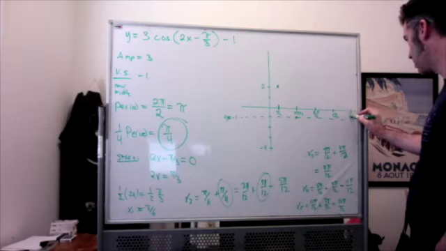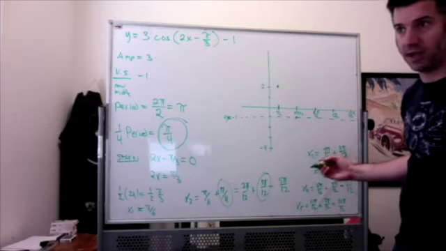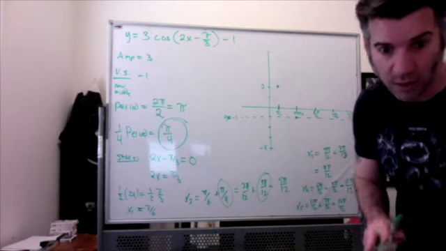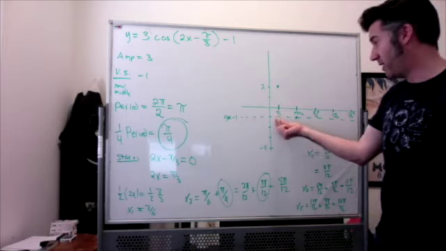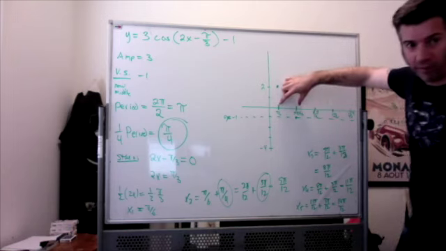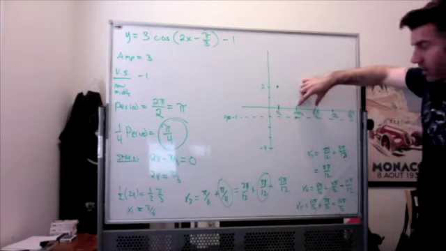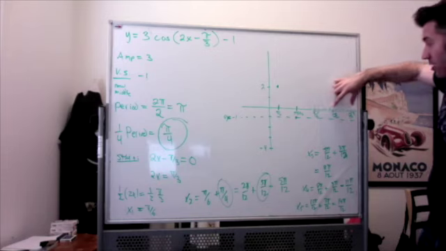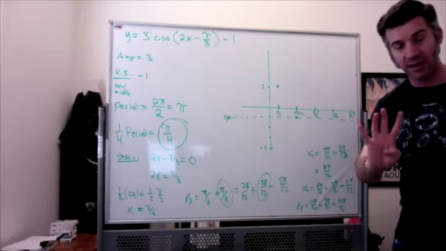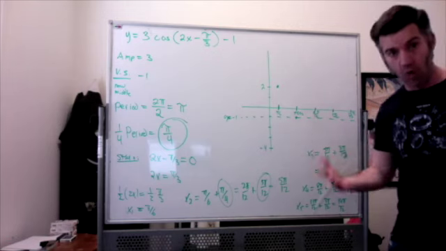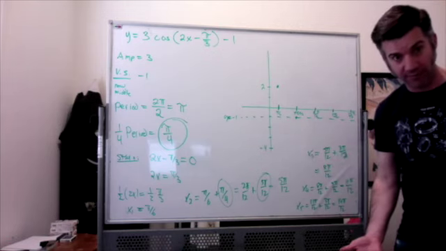Okay, I know we're about out of time here, but I want to say a couple words. We find the starting place. And then from that starting place, we add 1/4 of our period, another quarter of our period, another quarter of our period, another quarter of our period, so that we added 4 whole quarters of the period to make 1 whole period of the graph.